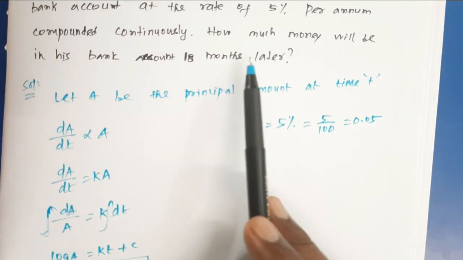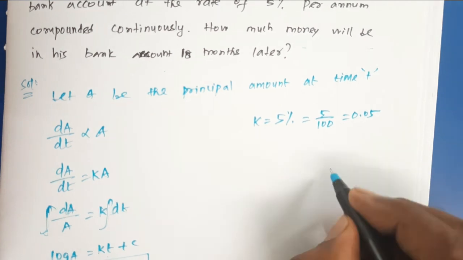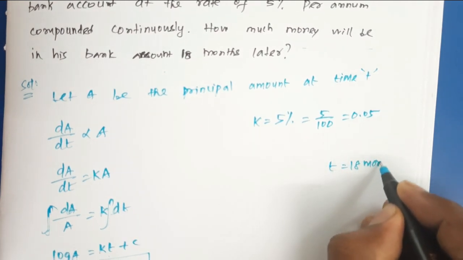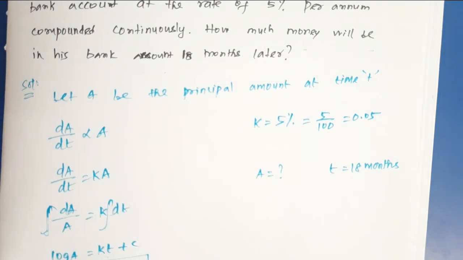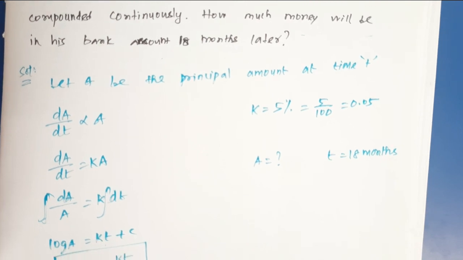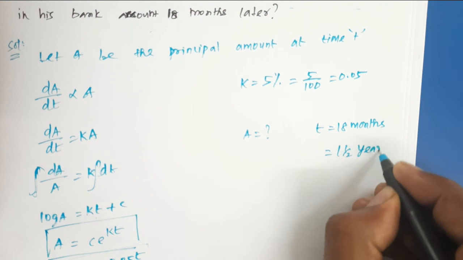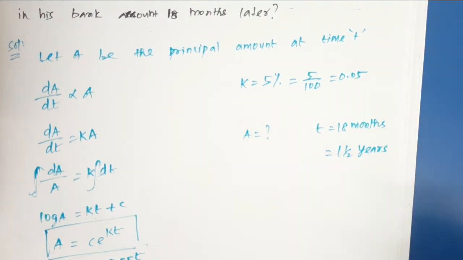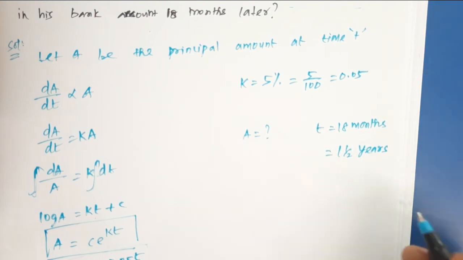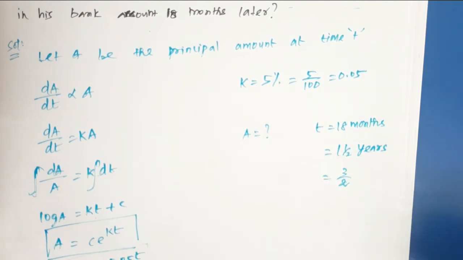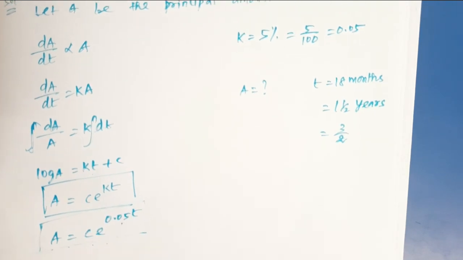Next information: how much money will be in his bank account 18 months later. After 18 months, we have to find the amount A. 18 months can be written as 1.5 years. Per year there are 12 months, half a year is 6 months, 12 plus 6 is 18 months, so 1.5 years. 1.5 years can be written as 3 by 2 years.